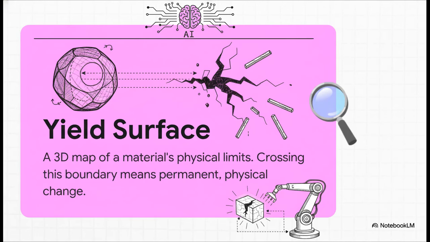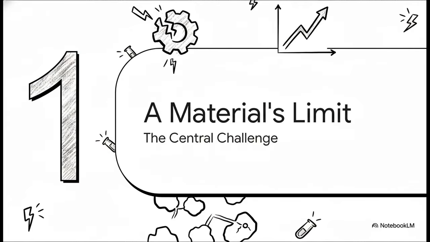Well, the answer lies in this concept called the yield surface. And the best way to think about it is like a 3D map, a map of a material's physical limits. Every single point on the surface of this map, that's a breaking point. So as long as the stress on that material stays inside the boundary, everything's cool. But the second you cross that line, that's it. The material changes forever. It either bends or it breaks. So understanding this map is everything.